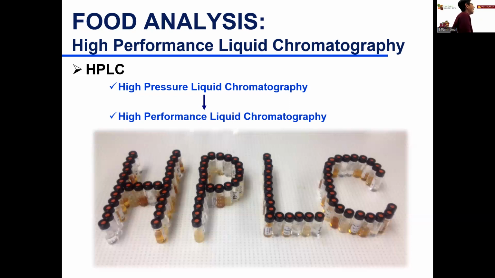And a former TA of mine, about, I don't know, 10 years ago, used your caffeine samples to draw an HPLC. So I thought that was cute and I kept it.